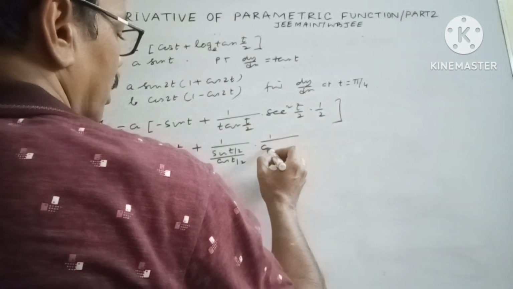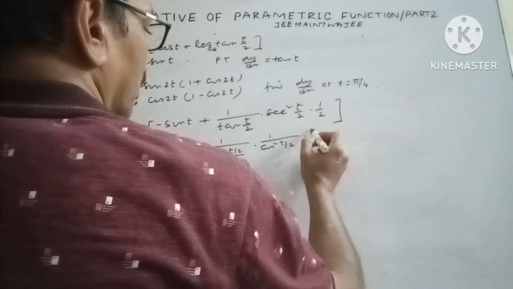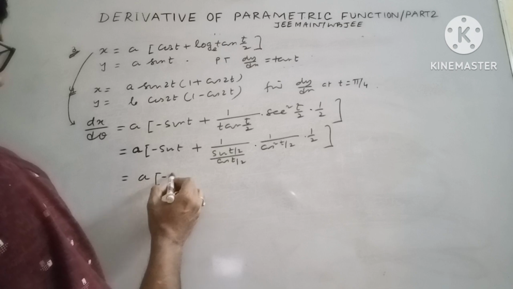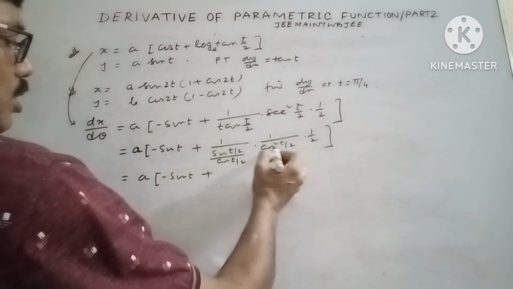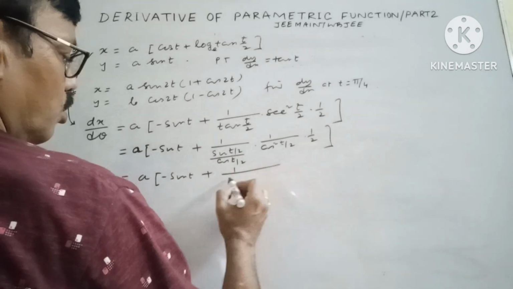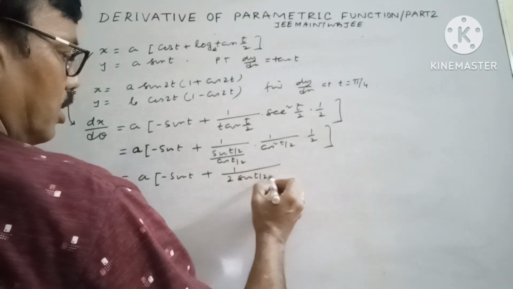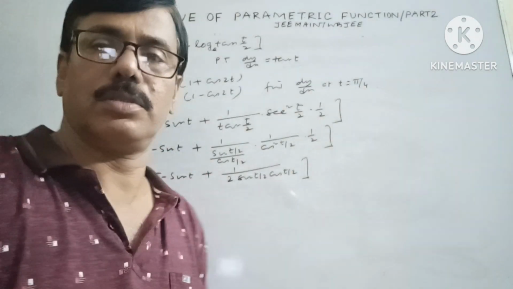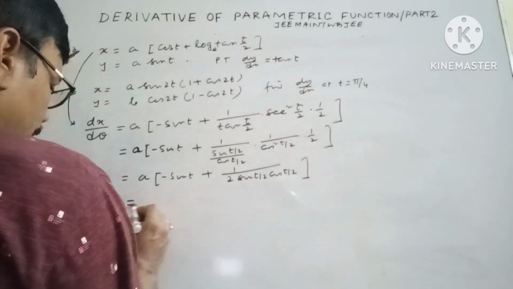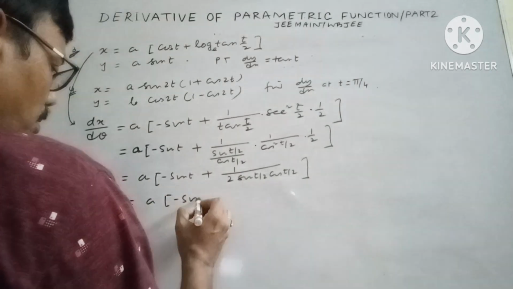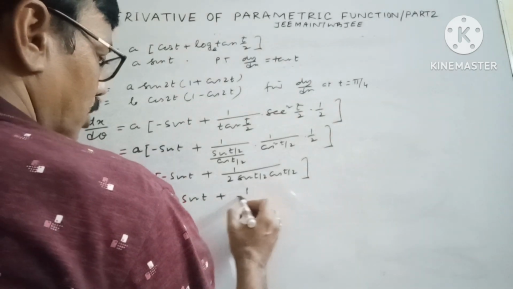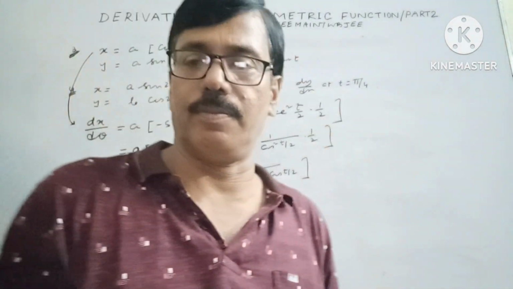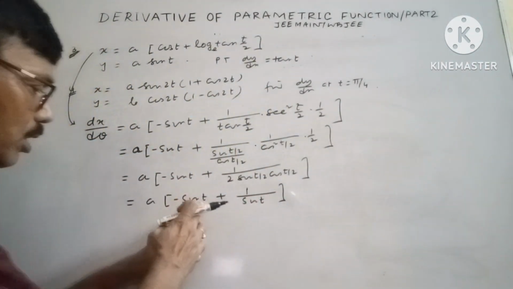So this is 1 by cos square t by 2 into half. So a into minus sin t. So this is 1, cos is cancelled out. So 2 in the numerator, 2 sin t by 2 cos t by 2. Now it is a well-known formula. So a by minus sin t. So 2 sin t by 2 cos t by 2 is sin t. So this is our main aim, to express it in terms of the same angle.